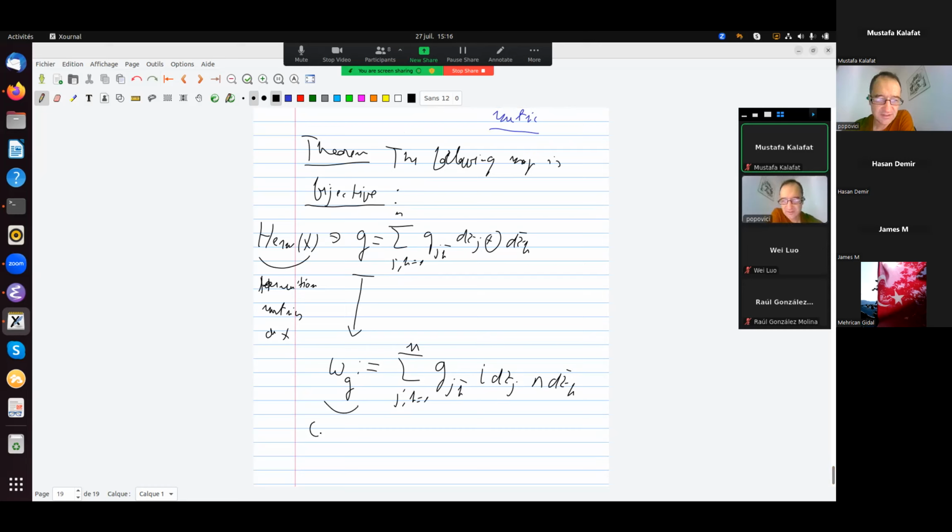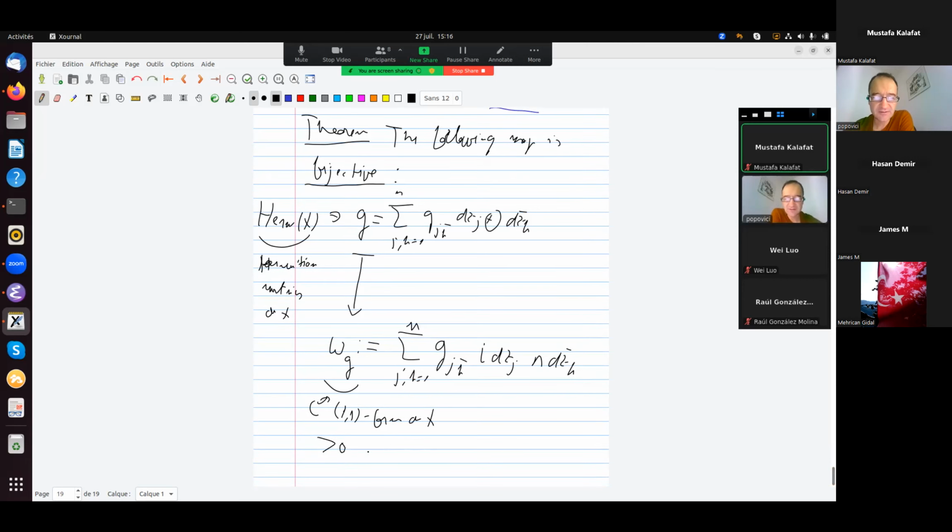So this one is a C infinity 1-1 form on X, and it is positive definite. Take positive definite to mean, by definition, since there is an equivalent definition but let's go fast, that the coefficient matrix is positive definite as a matrix. And this property is independent of the choice of complex coordinates.